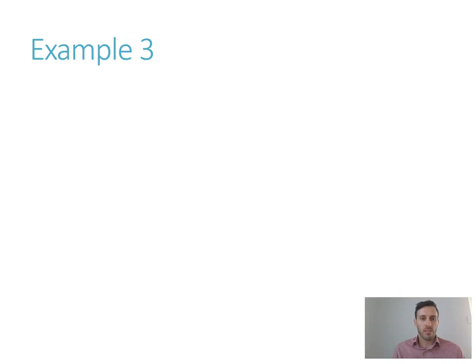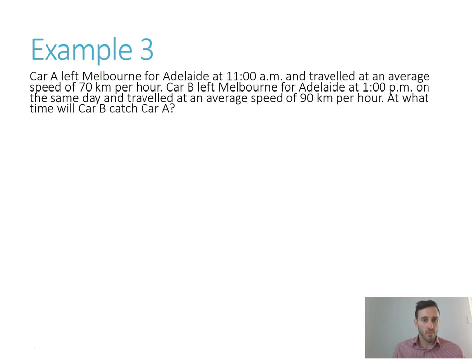Now let's look at a more challenging example. The equations in this example are not immediately obvious. So we've got car A that left Melbourne for Adelaide at 11 AM and travelled at a speed of 70 kilometres an hour. Car B left Melbourne for Adelaide at 1 PM and travelled at an average speed of 90 kilometres an hour. What time will car B catch car A?